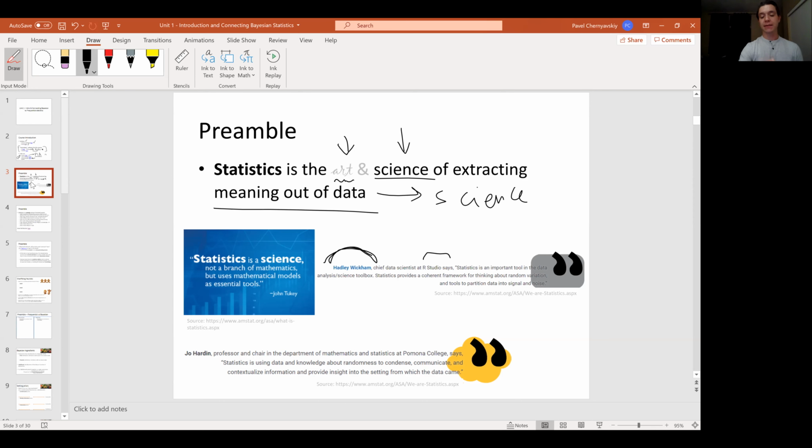He says statistics is an important tool in the data science toolbox, provides a coherent framework to think about random variation and tools to partition signal and noise. I like that. I like the idea that even the best statistical model will leave something random. The best statistical model will extract all the signal from the data, all the systematic variation, and leave only residual noise. In fact, if you're taking a time series class, sometimes you will call it white noise. When I took a time series class, that is how my professor presented it.